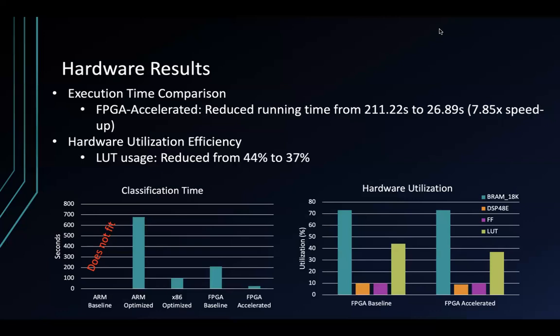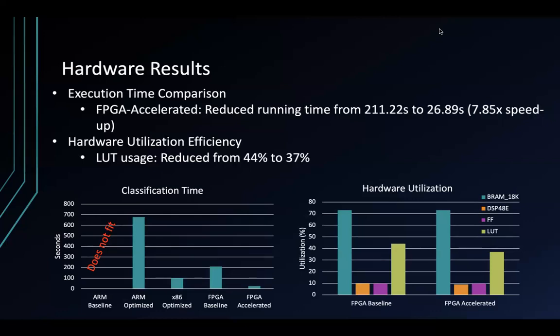Additionally, our FPGA accelerated approach beat both the ARM optimized implementation, which took 677 seconds, and the x86 architecture, which took 99 seconds. The FPGA accelerated approach highlights the advantage of potential FPGA optimization in process efficiency.